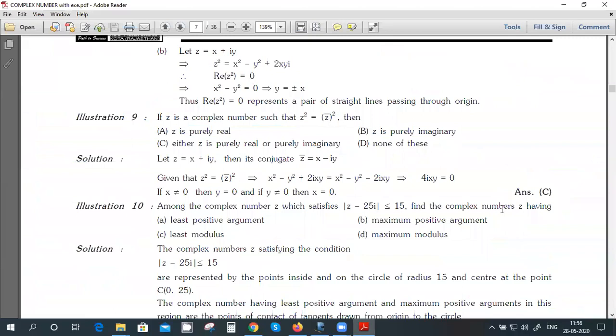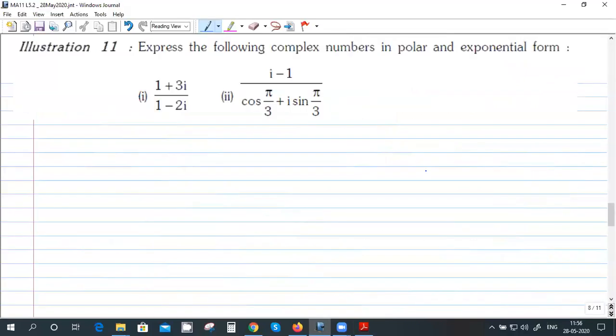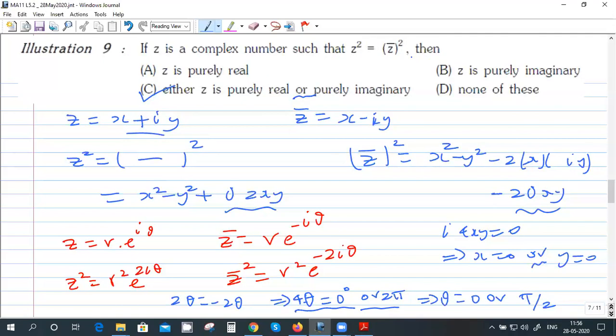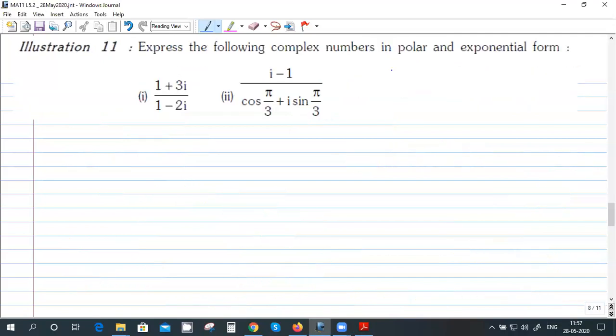Okay, this one. This is very basic. Polar form is r cos theta plus i sin theta. Exponential form is r into e raised to the power i theta. Okay. How will you solve?